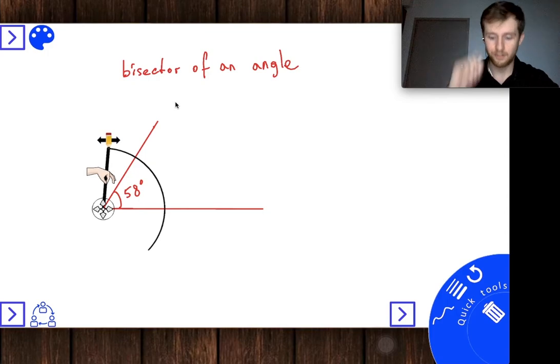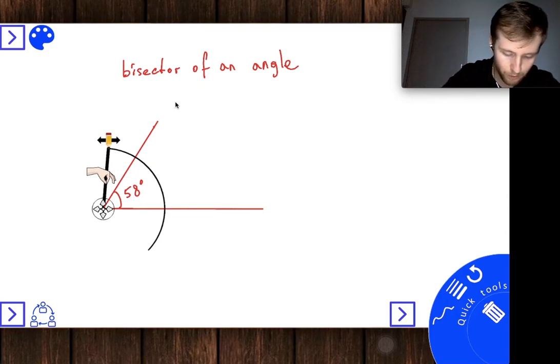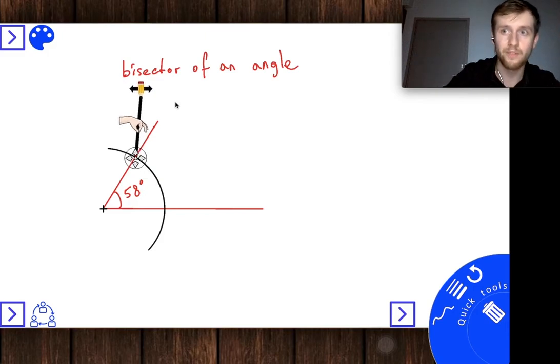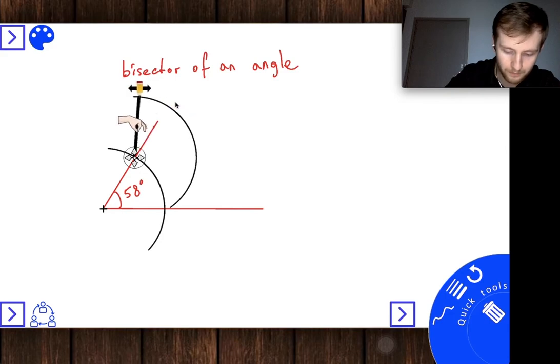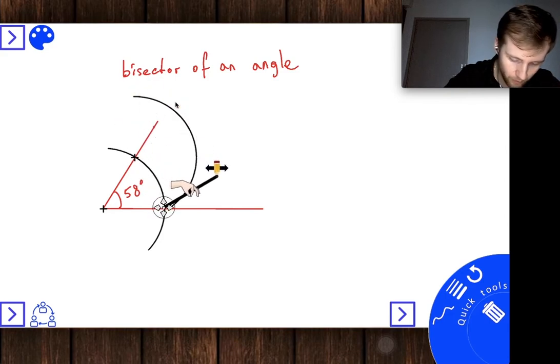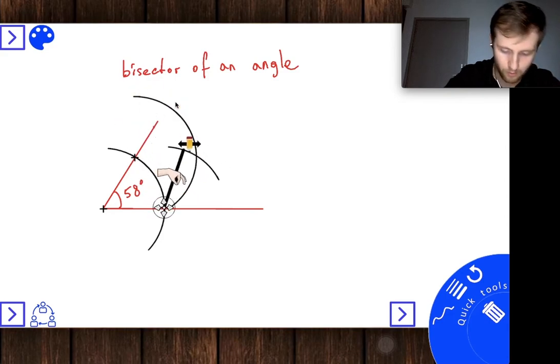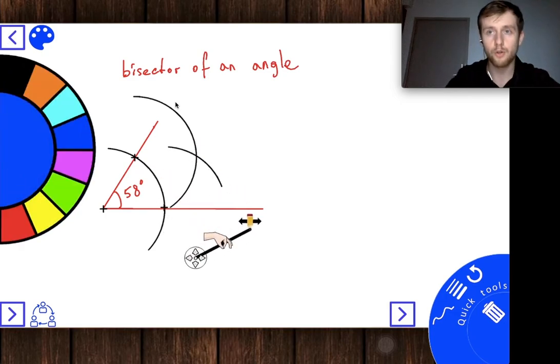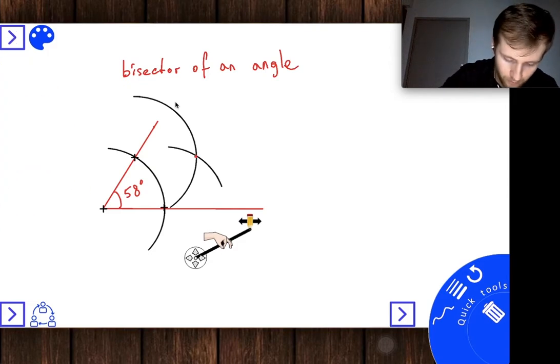And then, okay, this is important. You go to this point, one of the intersections of this arc and the angle. You go to this point, you draw another arc. And then you go to this point, and you draw one more. Here, at the intersection of the second and third arc, you have to put the point.